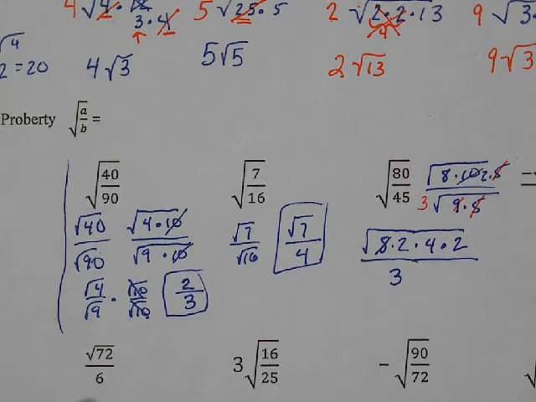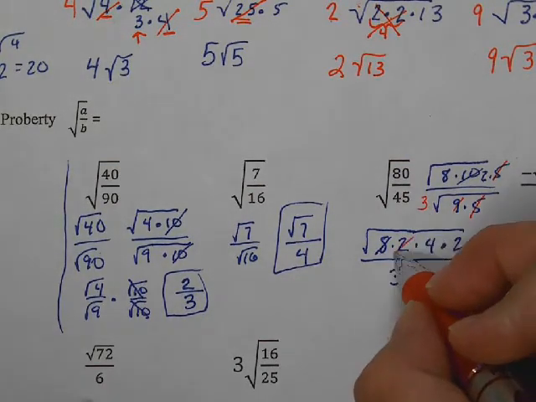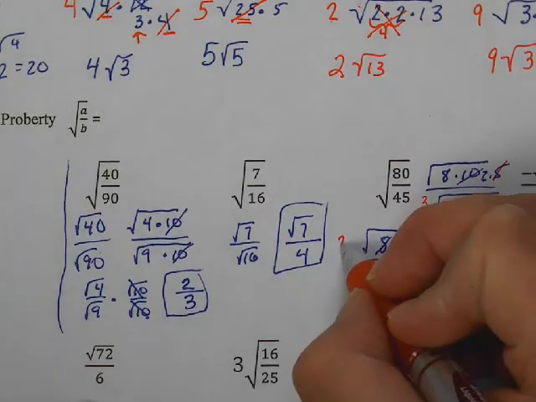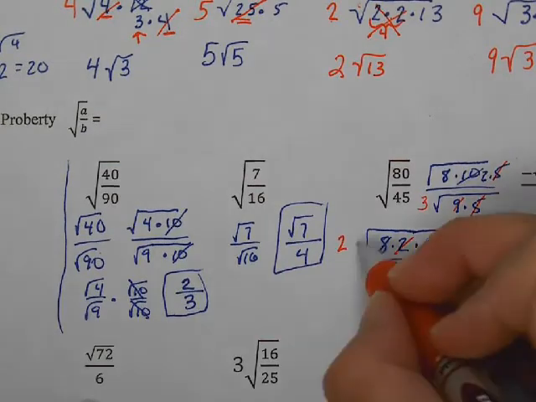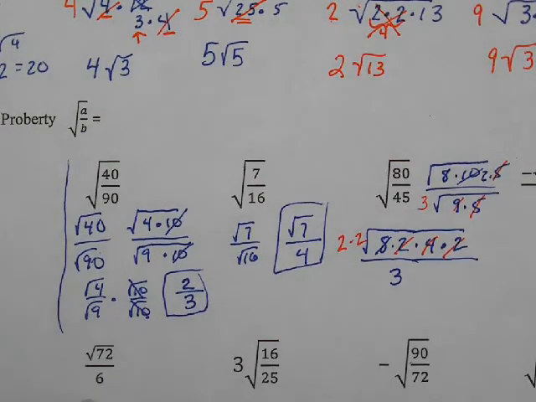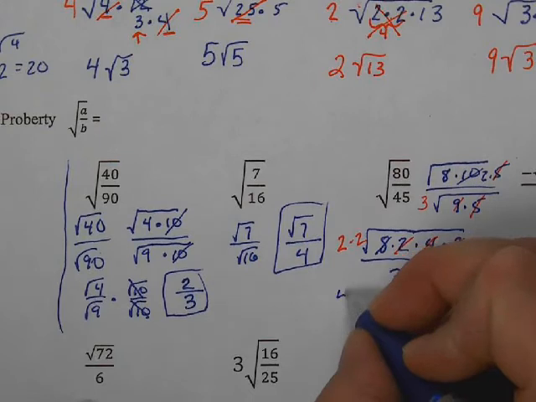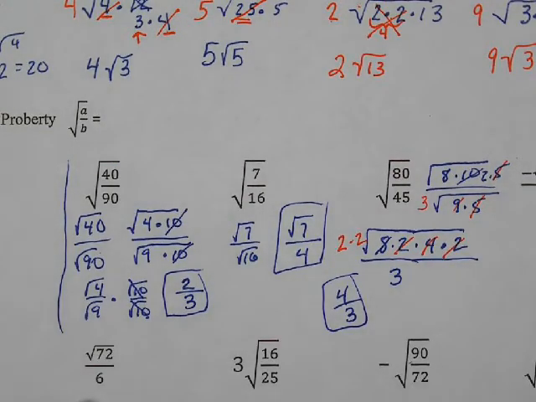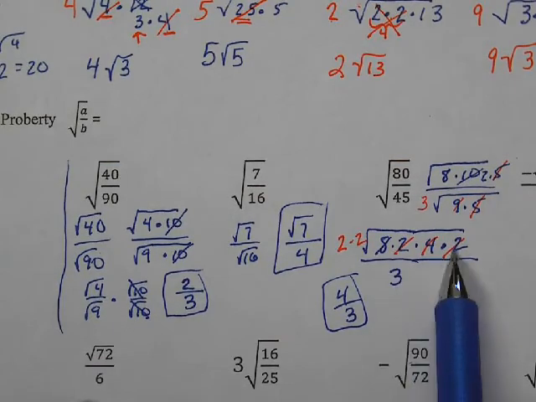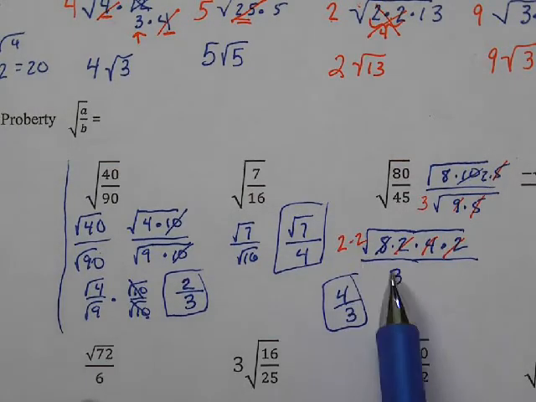Now I can move some stuff out of the radical. When I have 2 of the same number, that puts 1 of that number out here. And the square root of 4 is 2. So on top, I have 4, and on the bottom I have 3. Notice there's no more square root in this problem. Everything that was under the square root came out of the square root on the top and the bottom.